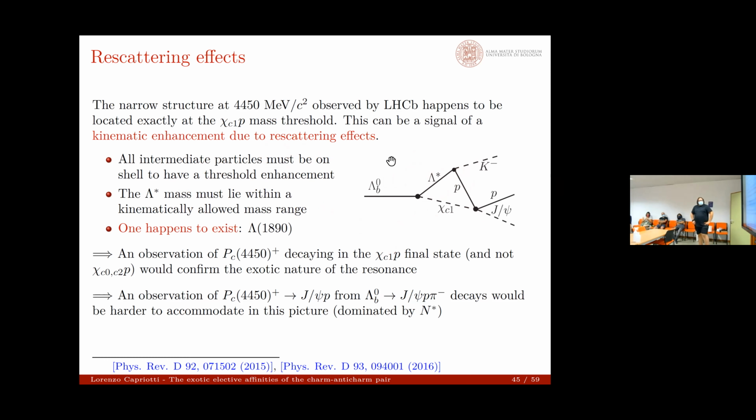kinematic enhancement. So we actually have 2 methods to disprove that this is the case. First one is to observe the pentaquark candidate in K_c1 p, which would confirm the resonant nature of the state. Or we could observe the same pentaquark in the J/psi p pi decay, so the Cabibbo suppressed version of the same decay. Because in this case, we're not dominated anymore by Lambda stars, but by N stars. And there are no N stars that lie within that kinematically allowed mass range. So this will be much harder to accommodate.